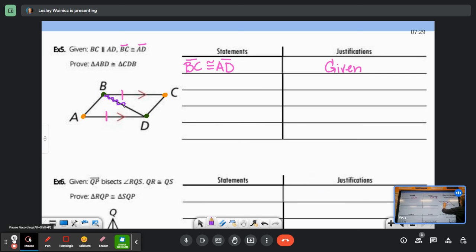These triangles share a side. Okay. So if I look at the order, in one triangle it's BD and in the other one it's DB. So just make sure that you're watching the order. So BD is congruent to side DB, and that is our friend, the reflexive property of congruence.